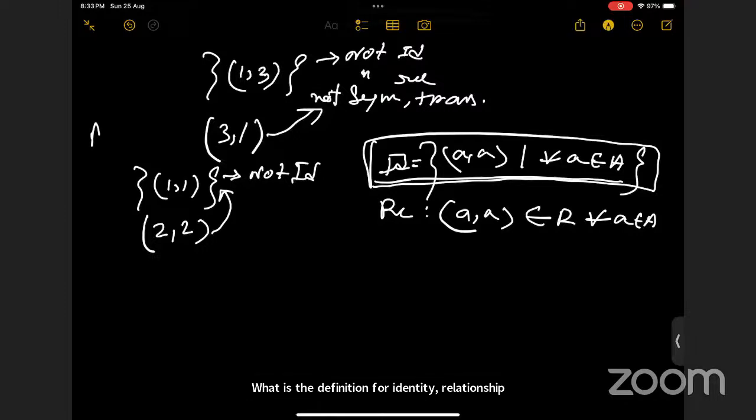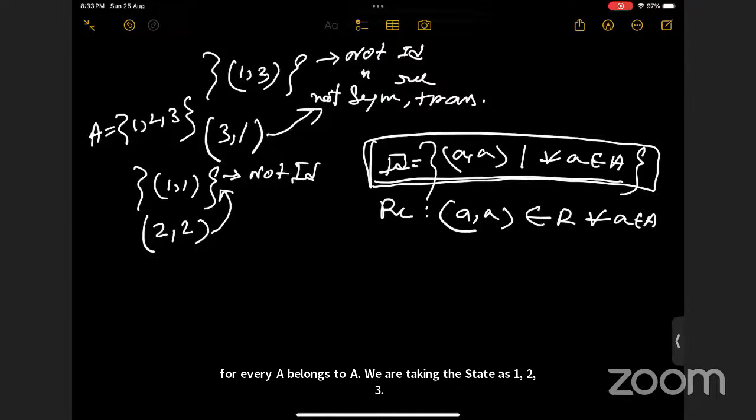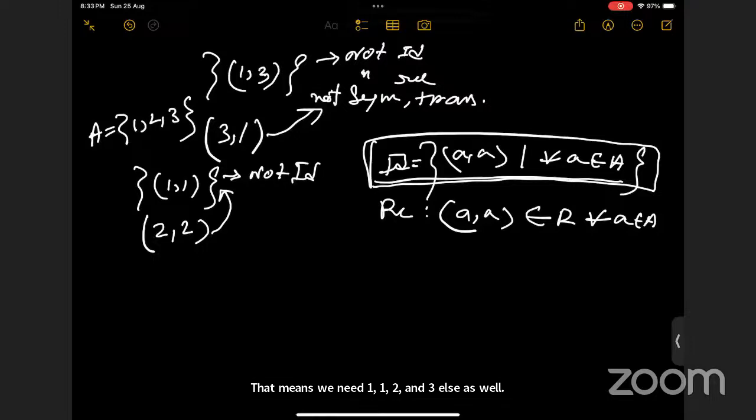We are taking the set as 1 to 3. If we take that set, we need all the (a,a) for all a belongs to A. That means we need (1,1), (2,2) and (3,3) as well. Okay. Yeah, ma'am, got it. Correct? Yeah, right.